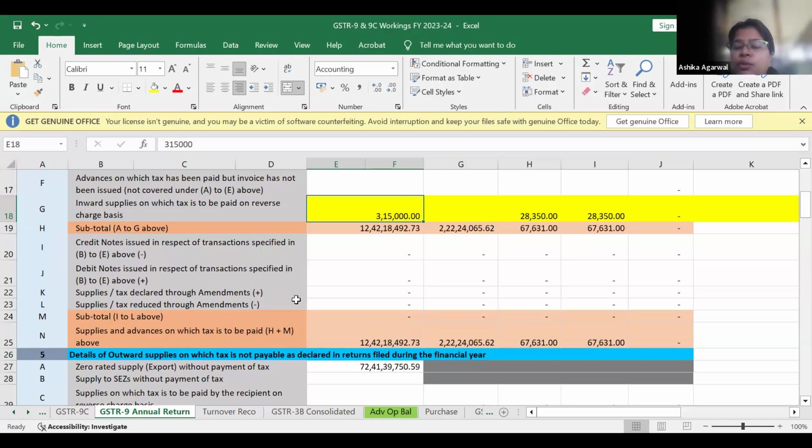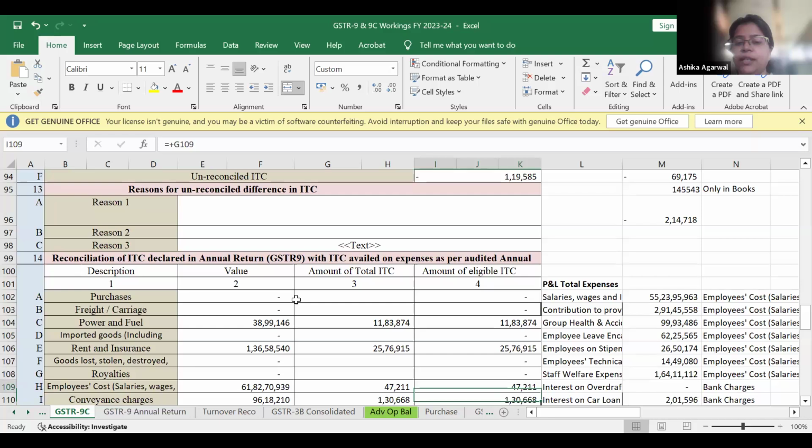But that circular's purpose was to end past litigation, and there is no mention of a period in that circular. So if I use today's date, even on an unregistered supply covered under RCM, I am paying today through 3B and will claim it in 3B until and unless the government gives some other clarification. Based on that circular, I think we can claim, but obviously there is litigation. But based on GSTR-9, you have to report what you have paid, not what is payable.